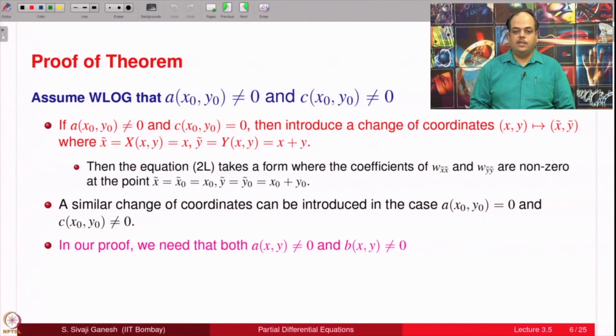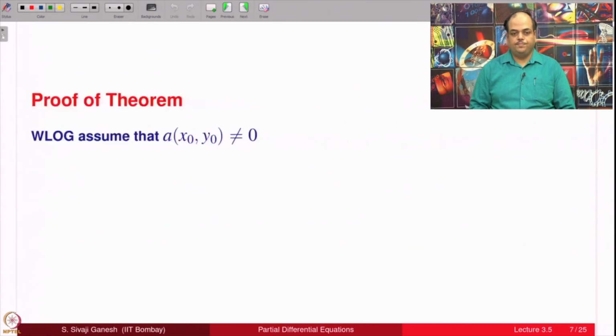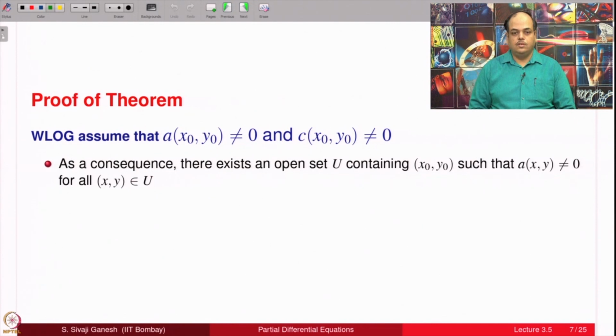Because if A is non-zero, it may happen that B is 0, right. The condition for parabolicity we have is B square minus AC is 0. So, A is non-zero, C may be 0, in which case B is 0. We do not want that; our proof will not work. We require that both A and B are non-zero in a neighborhood of x0 y0. So, the moment we have decided, there is no loss of generality in assuming this.